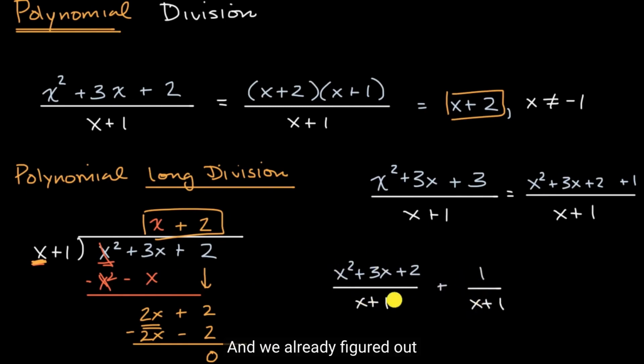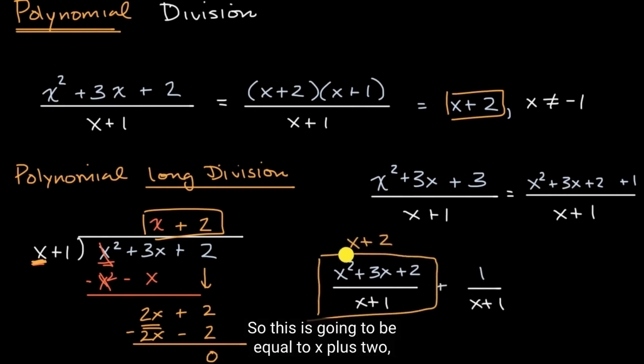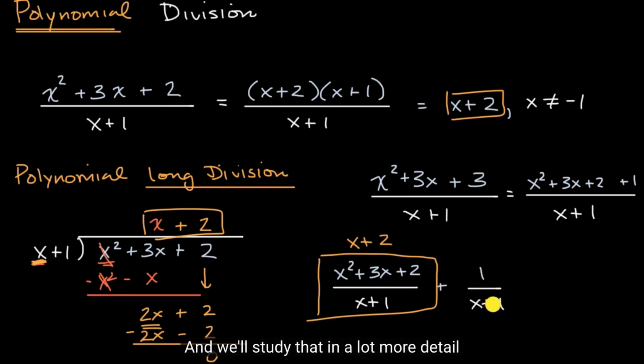And we already figured out that this expression on the left, as long as x does not equal negative 1, is going to be equal to x plus 2. But then we have that 1 that we weren't able to divide x plus 1 into, so we're just left with a 1 over x plus 1. And we'll study that in a lot more detail in other videos.